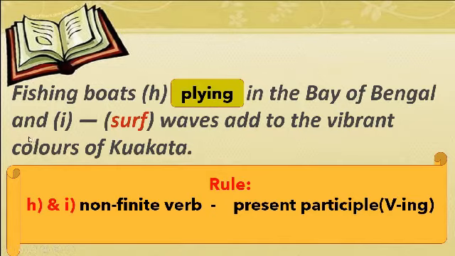And here also you will find and, which is a compound sentence marker. And according to the rule, if you find any gap at the starting of the sentence, then the verb will be followed by present participle or gerund form. So you can write the answer surfing. Surfing waves add to the vibrant colors of Kuakata.